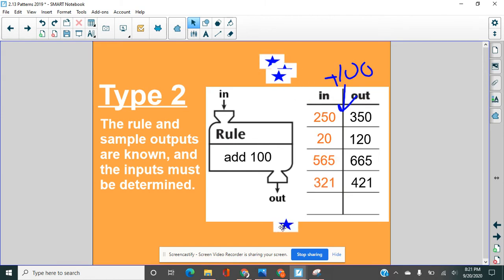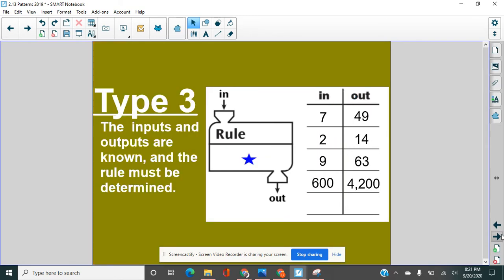421 turns into 321. So when we have to go backwards, we have to do the opposite. Sometimes, look at this. Look what we don't know here. We don't know the rule. So we have to figure out what the rule is based on the in and out box.